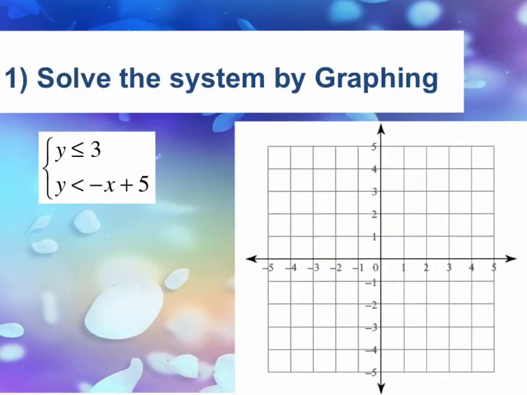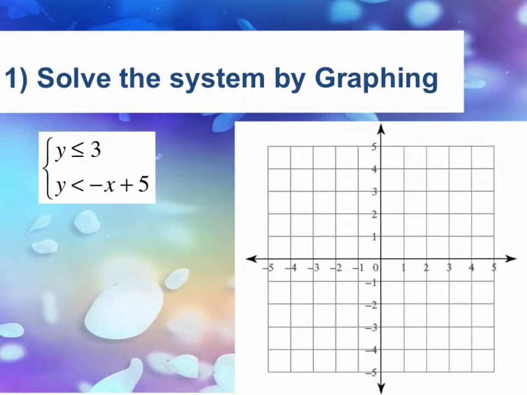Example 1, solve the system by graphing. So our system, remember, contains 2 variables and it has 2 equations. So here we have 2 equations, and one equation has 2 variables, the other one only has 1 variable, but we're going to still graph it on the same coordinate plane.